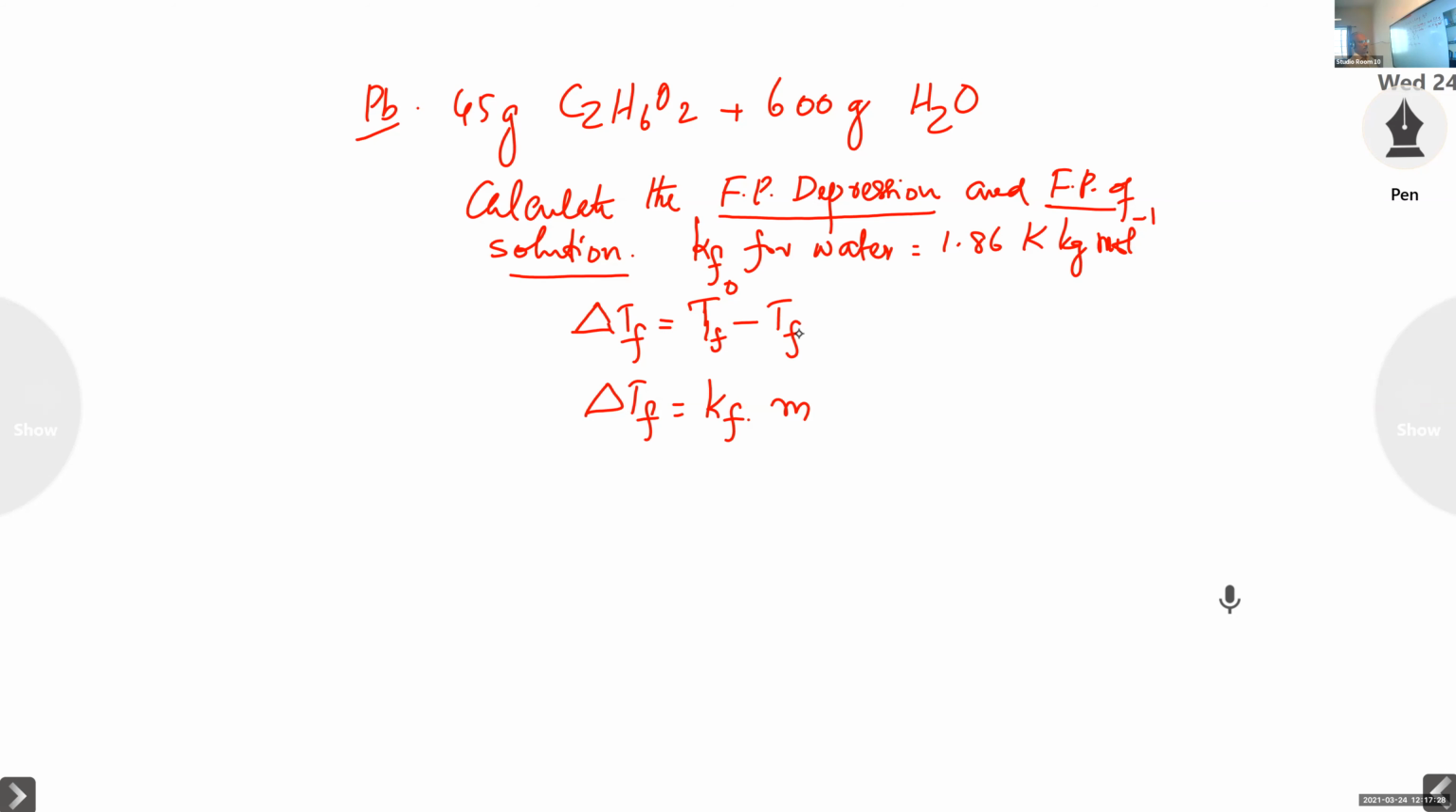We have studied only 3 equations. One is delta Tf, that is a depression of freezing point. Freezing point depression, delta Tf. Then Tf0, freezing point of a pure solvent. Tf.